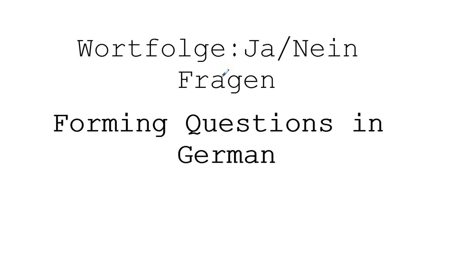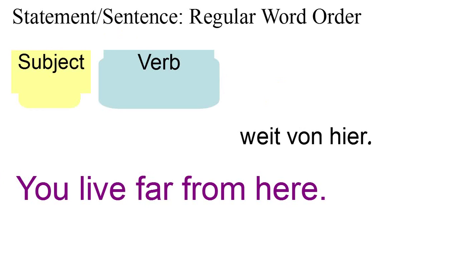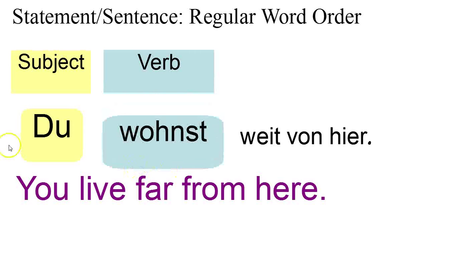Forming questions in German. So we typically call these the yes, no questions. All right. When we look at a sentence in German, we would say something along the lines of, hey, du wohnst weit von hier. You live far from here. Now, notice I'm trying to color code here, so it's subject, verb. You live far from here.